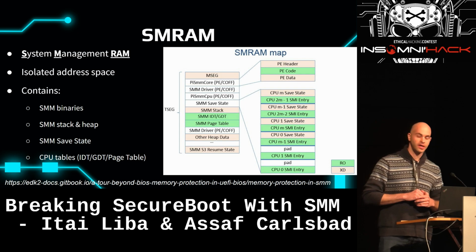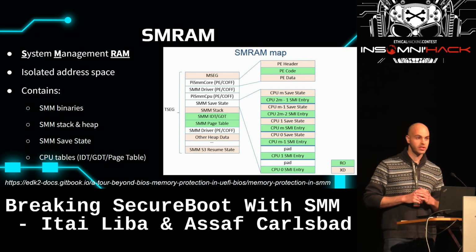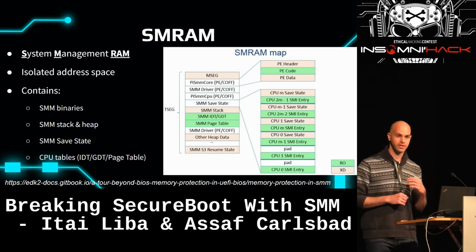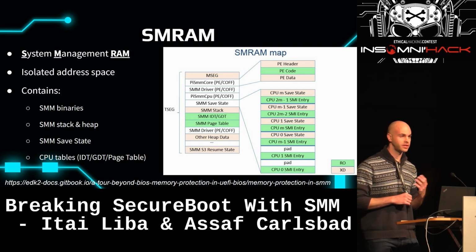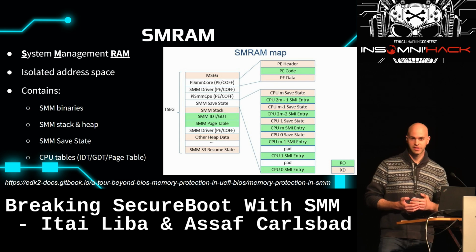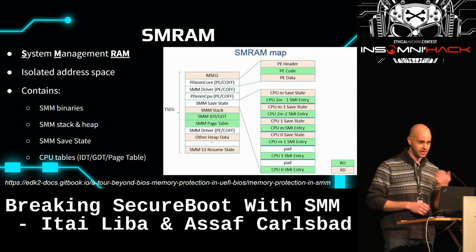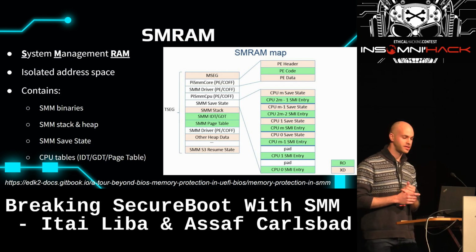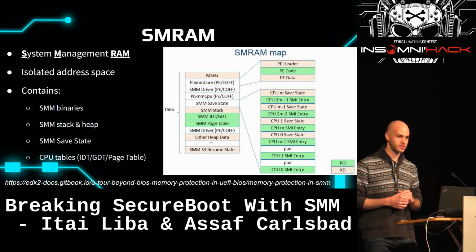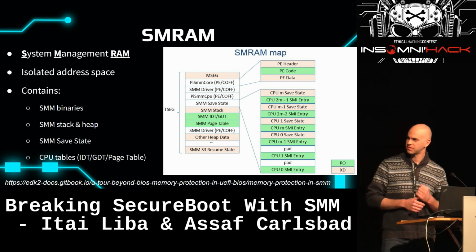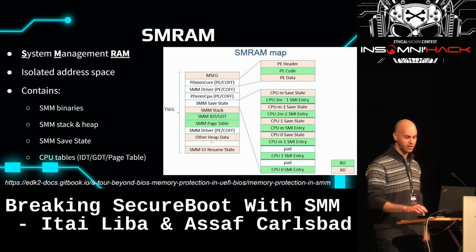SMM runs from its own isolated address space called System Management RAM, or SMRAM for short. On modern platforms, the de facto standard region of SMRAM is called TSEG, and among other things, it contains all the SMM binaries that were loaded by the firmware, the SMM stack and heap, the SMM save state area, which is where the CPU records its context when entering SMM, and also some architectural tables such as the GDT, IDT, page table, and so on.